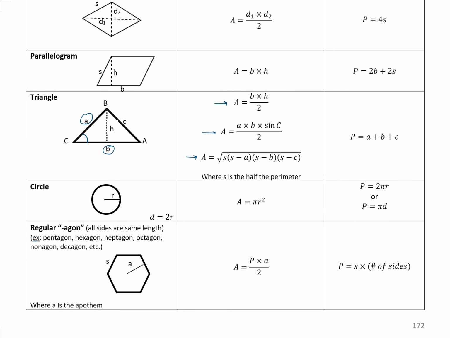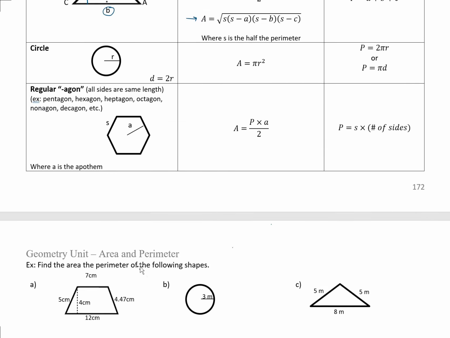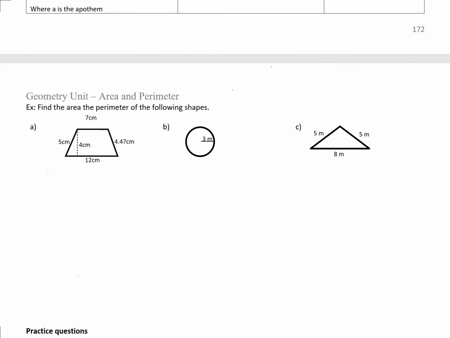Finally, for pentagons, hexagons, right, all of those, we have something called the apothem. It's kind of like the radius of a circle, but the only difference is that it has to meet a side at a right angle. And today we aren't going to look at how to find an apothem, but if we have it, we can find the area. So let's take some notes.